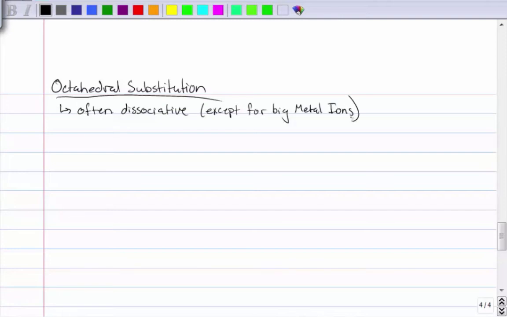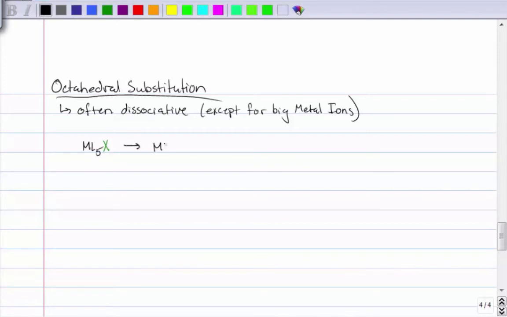So if the metal ion itself is big enough, it provides a sphere that's big enough where the octahedral ligands aren't very close to each other. And if the metal ion is big enough to accommodate a 7th ligand, then it can do an associative reaction. So I'm going to abbreviate octahedrons like this, ML5X.